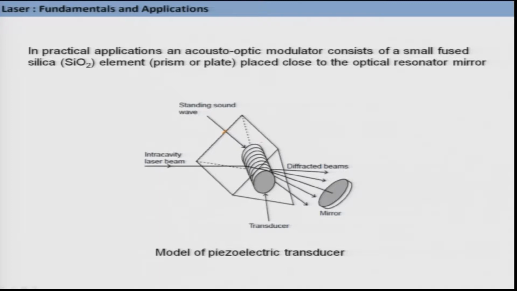So, depending on the frequency of the acoustic wave, you will create the Debye-Sears effect, and for a definite frequency you will see this kind of thing where this is just omega, and this is omega plus capital omega, this is omega plus 2 capital omega and so on, and this is omega minus capital omega, omega minus 2 capital omega, and so on. So, by now you probably have understood what we are going to achieve.